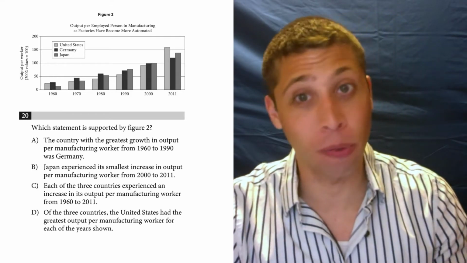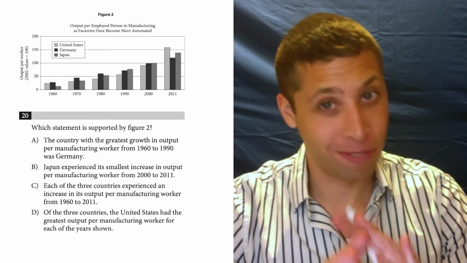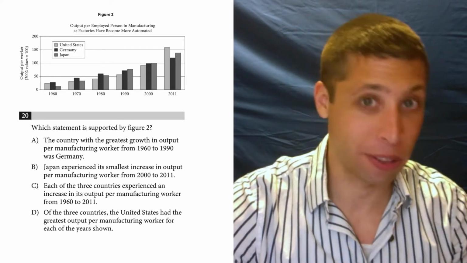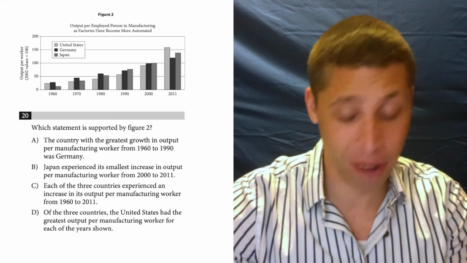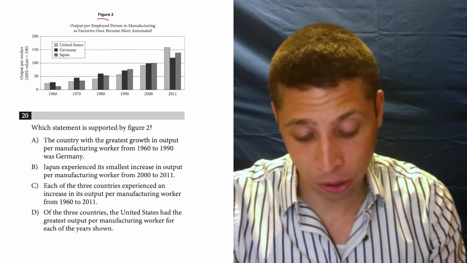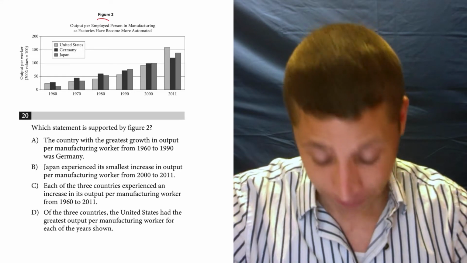It's really just about reading the graph, assuming the most basic things, just go through one at a time and check the choice against the graph. So what does it say? Which statement is supported by figure 2? Well, obviously make sure you're looking at figure 2, step 1.